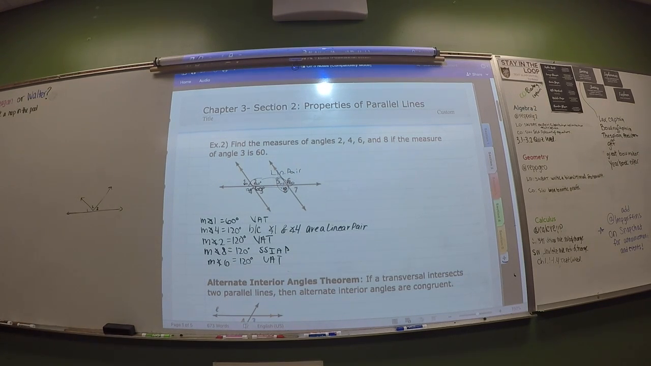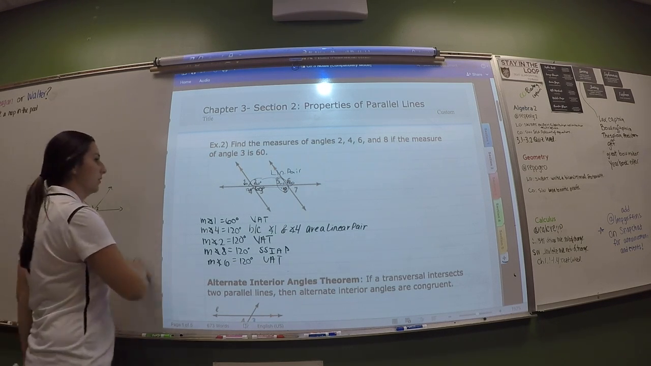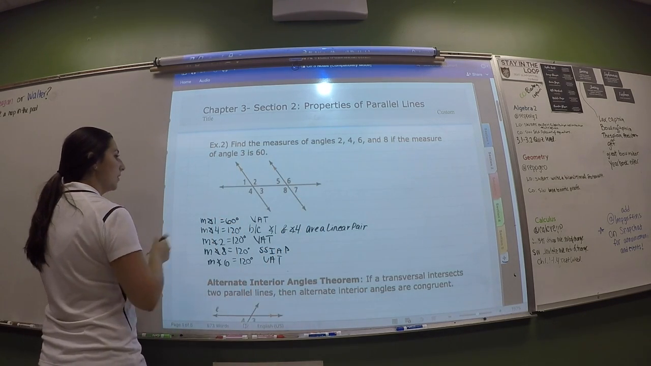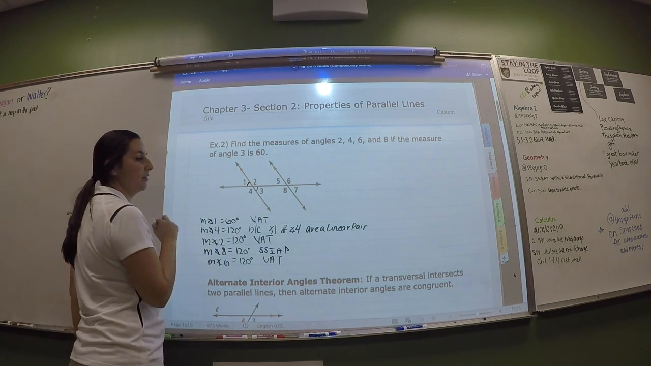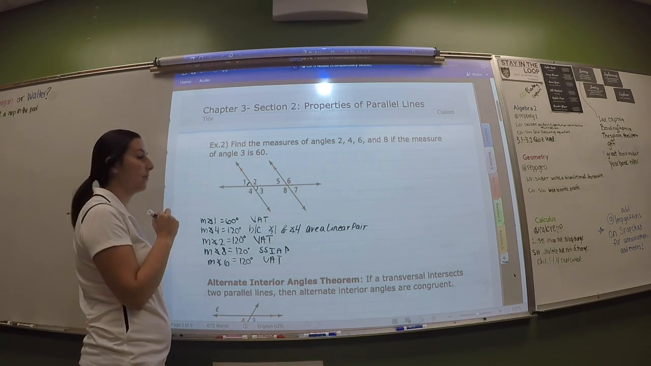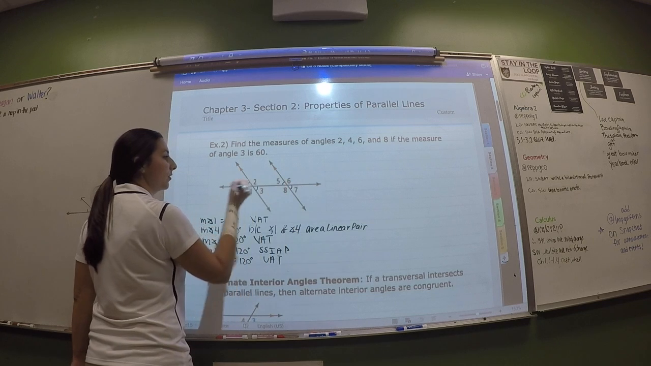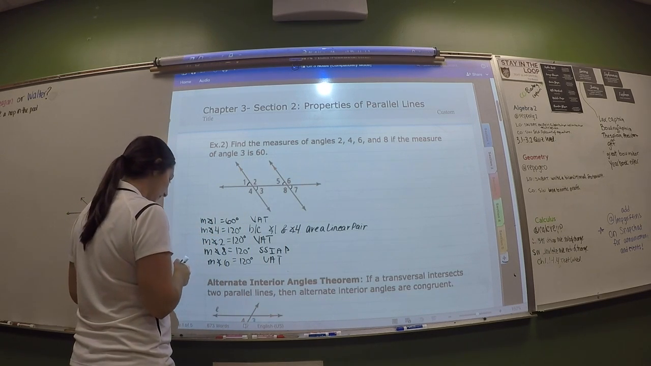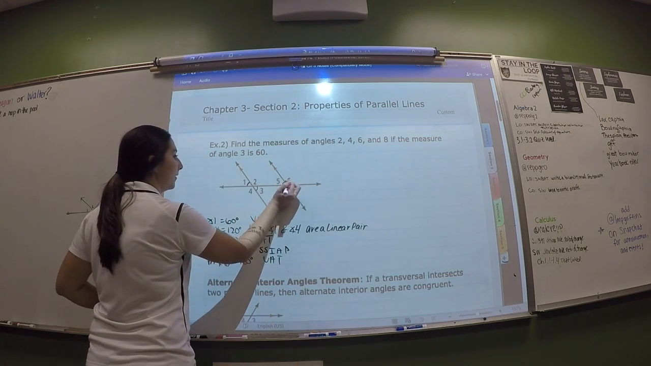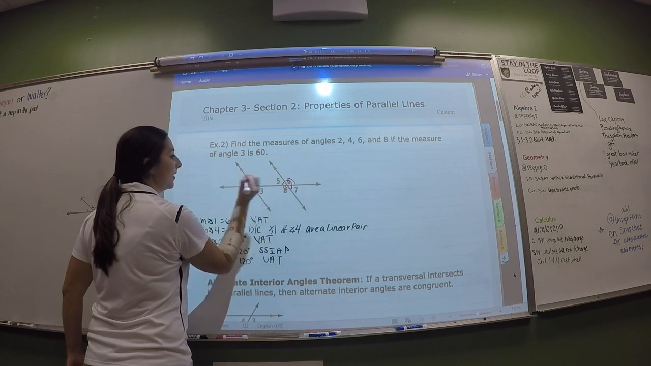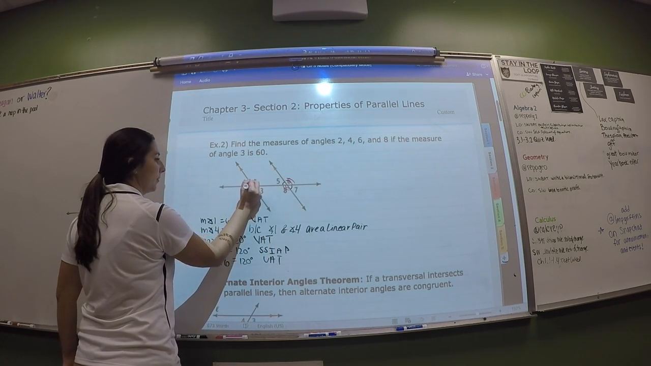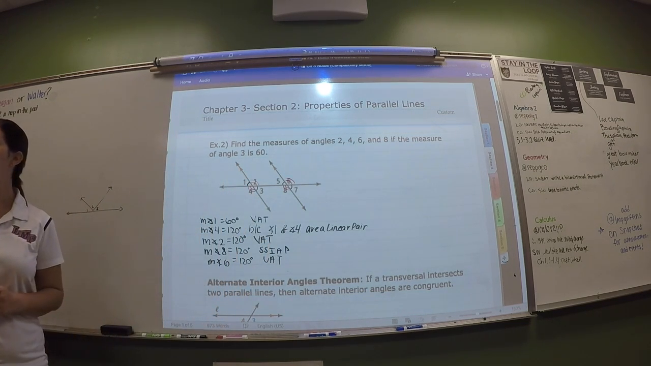Wait, I have a question. When do you write the vertical angle theorem? These two are congruent because of the vertical angle theorem. These two will be congruent by the vertical angle theorem, and these two as well, and these two. Alright, now what does the vertical angle theorem say? It says that vertical angles are congruent.